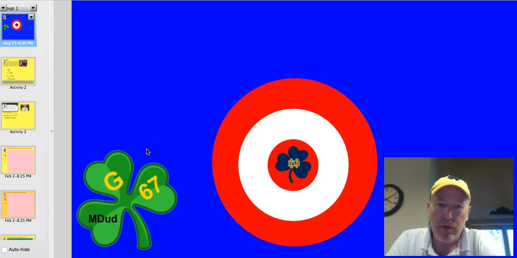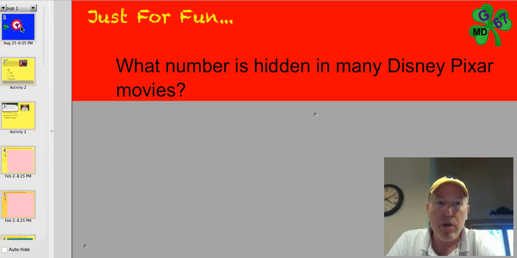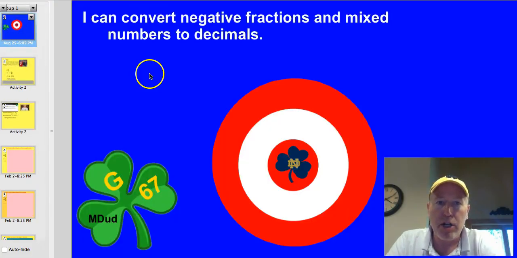Tonight we're going to be converting negative fractions into decimals. Before we do that, let's start off with a trivia question of the day. What number is hidden in many Disney Pixar movies? And it's not just the Pixar ones, I found out when I did the research. Tonight officially our target is: I can convert negative fractions and mixed numbers to decimals.